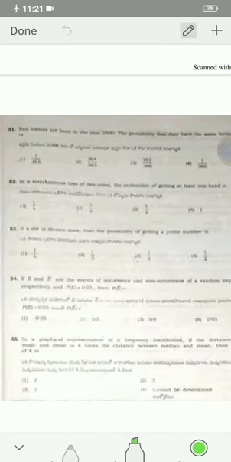51. Two friends are born in the year 2000. Then the probability is 1 by 365. Sorry, 366. So the answer is 1 by 366. Option 4 is the correct answer. 52. In a simultaneous trial of two events, the probability of getting at least one head. So the answer is 1 by 2, which is option 3.